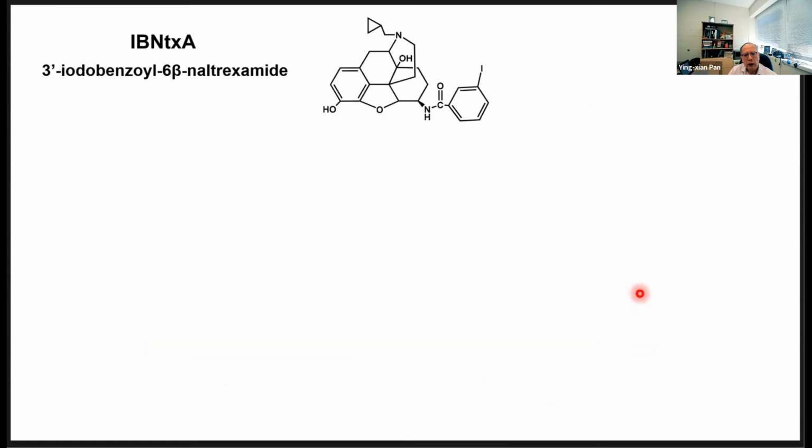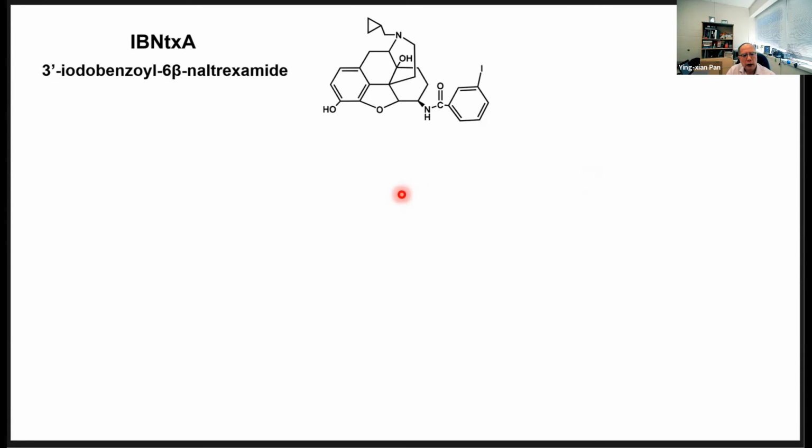IBNtxA is a novel drug derived from naltrexone with a modification at the 3' position, made by Dr. Majumdar, who was a chemistry fellow in Dr. Pasternak's lab. Now he is faculty at WashU. This is the key compound leading to the identification of the function of the 6TM variant. Actually, it was by random chance.